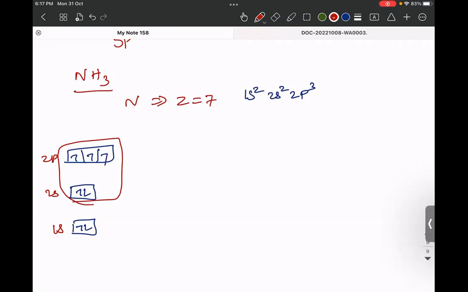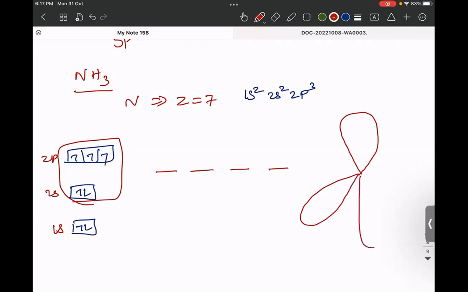So the 4 sp3 orbitals have the same energy and the same shape. The 4 lobes will be oriented in space in a tetrahedral manner. So the 4 corners of the tetrahedron will be occupied by the 4 sp3 hybrid orbitals. So what you will get: 1, 2, 3, and 4.